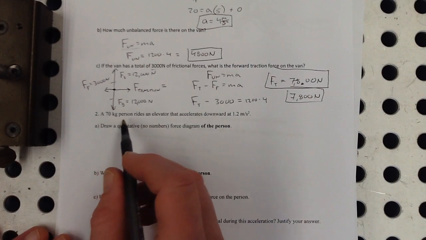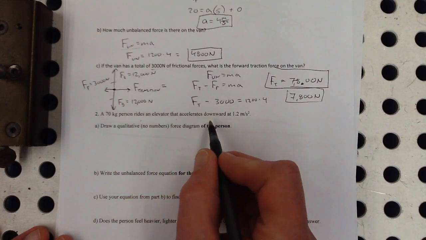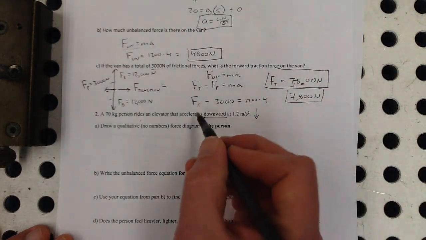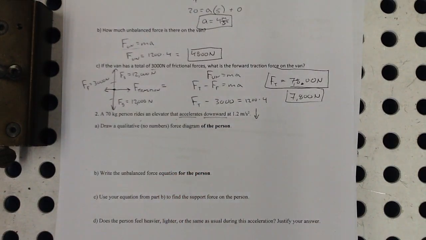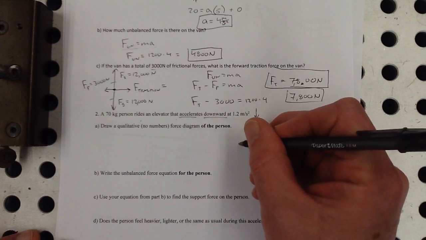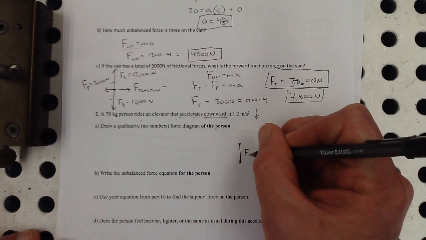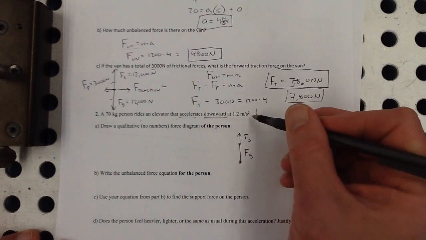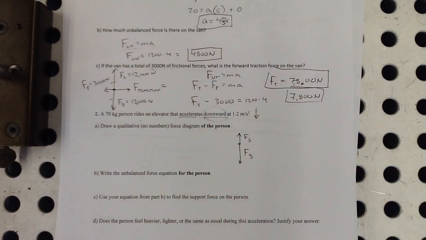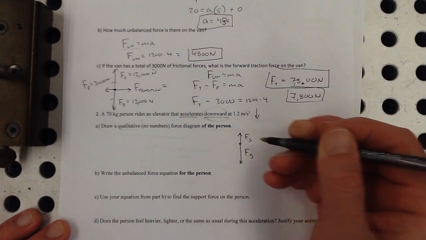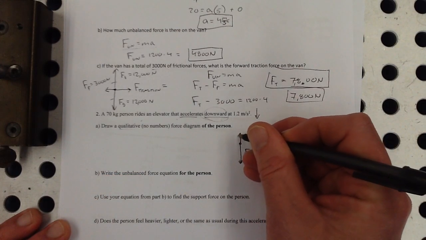Number 2: a 70 kilogram person rides an elevator that accelerates downward at 1.2 meters per second squared. So that means if the acceleration is downward, that is the direction of winning. That's the direction of the unbalanced force. So in a qualitative force diagram of the person, there's the gravitational force on them, and then the support force from the elevator floor would have to be smaller, because I know that down is the winning direction. So what I'd be looking for on the test here is clearly the gravitational force is bigger than support.